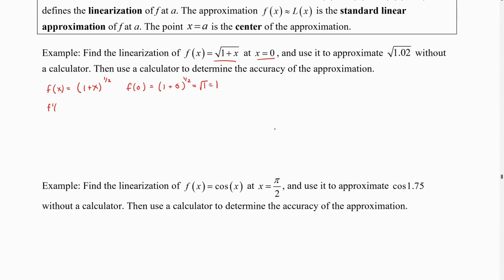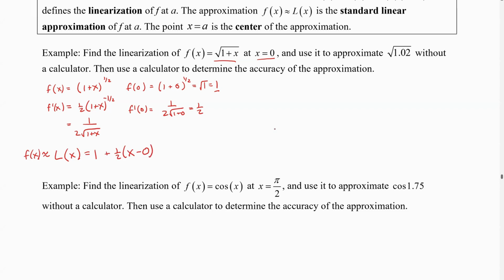Let's take the derivative of that function, bring the power down, leave the inside the same, reduce the power by 1, which means we've got 1 over 2 times the square root of 1 plus x. What is f prime at 0? It's 1 over 2 square root of (1 plus 0). That's 1/2. So we might say this function is estimated by the linearization, and that is 1 plus slope 1/2 times (x minus 0).